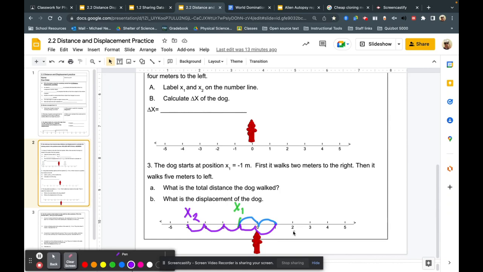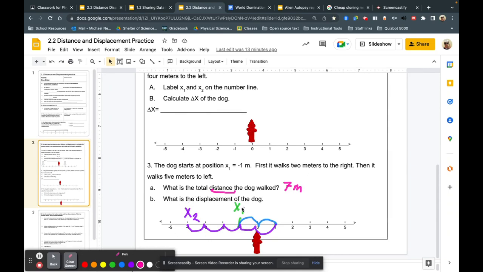To figure out the distance, we need to know the total path that it traveled. The total path it traveled was 2 meters right and then 5 meters left. So our distance is going to be 7 meters. If we're talking about distance, it doesn't matter if it was positive or negative. No matter what the direction was, we just add up the total number of meters.